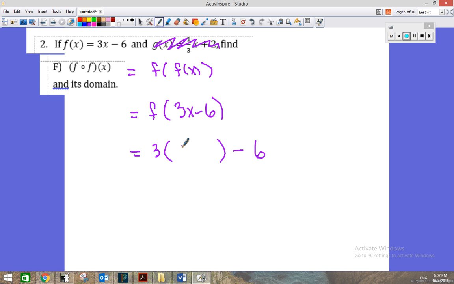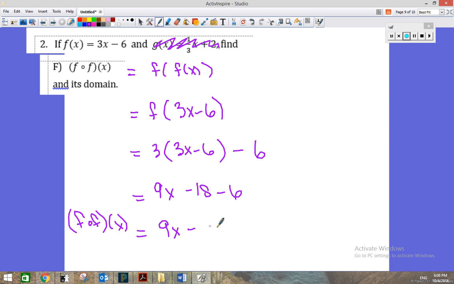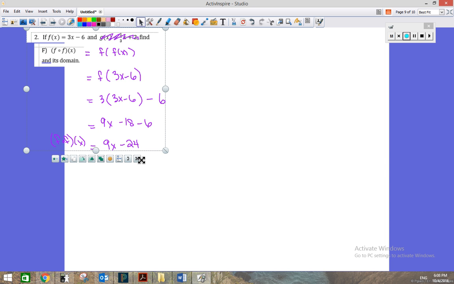This time the input is 3x minus 6. Distribute the 3, and I have 9x minus 18 minus 6. So my expression for f composed with itself is 9x minus 24, right? Now, that's my first answer.